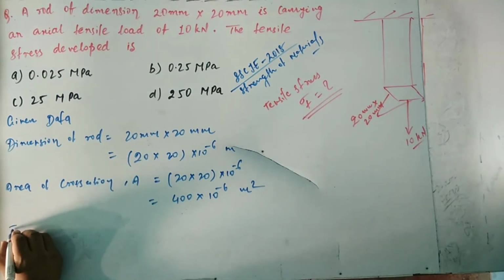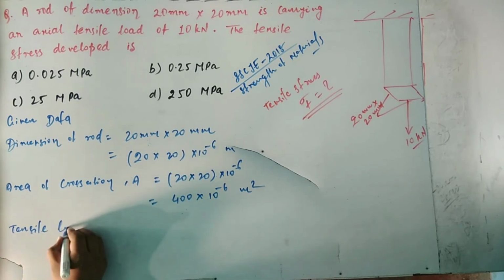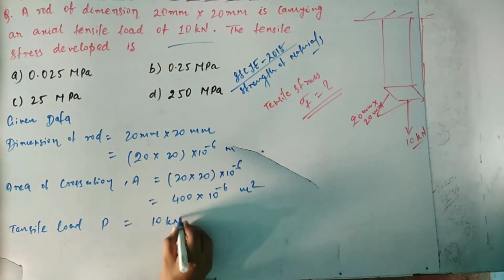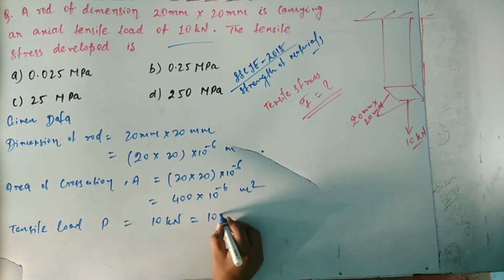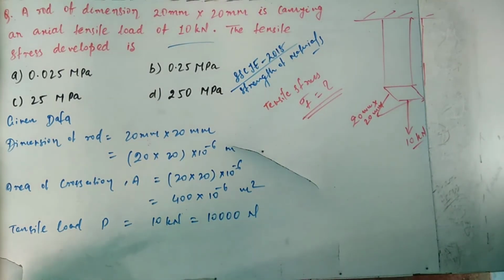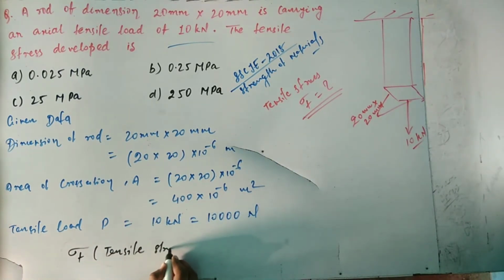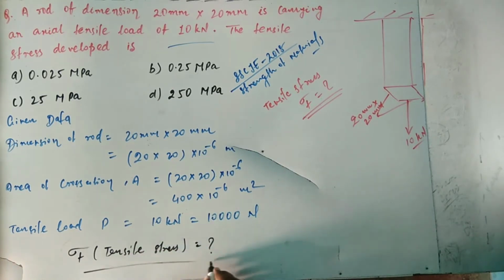Then the next data given is the tensile load. So tensile load P is equal to the given 10 kilonewton, which is equal to 10,000 Newton in SI unit. We have to find the tensile stress which is generated in the rod. So tensile stress sigma T is equal to what?